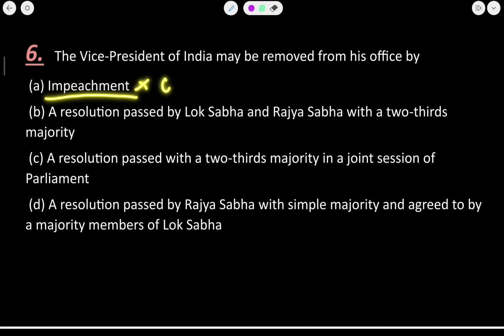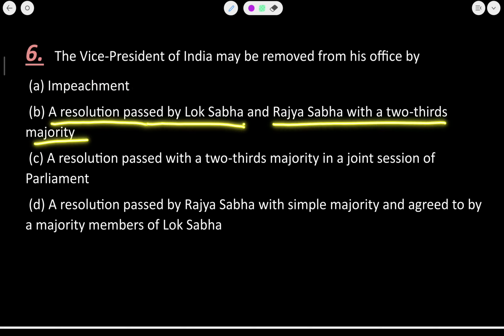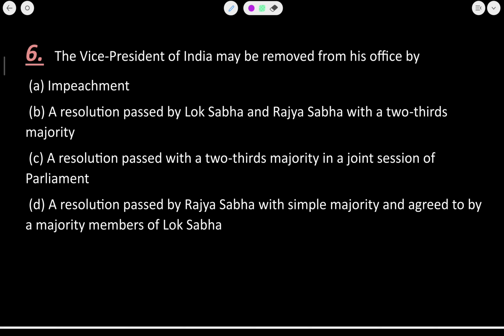No. The Constitution does not mention any formal process for the impeachment. Second, a resolution passed by the Lok Sabha and the Rajya Sabha with a two-third majority? Not at all. This is absolutely wrong. Rajya Sabha passes the resolution by simple majority. ठीक है? And Lok Sabha generally अगर agree कर जाता है, then the vice president shall stand impeached.